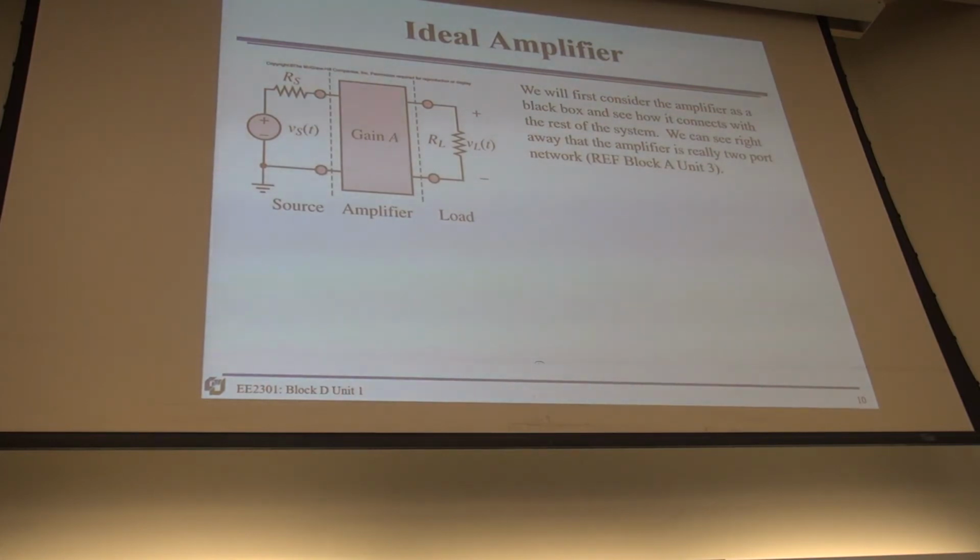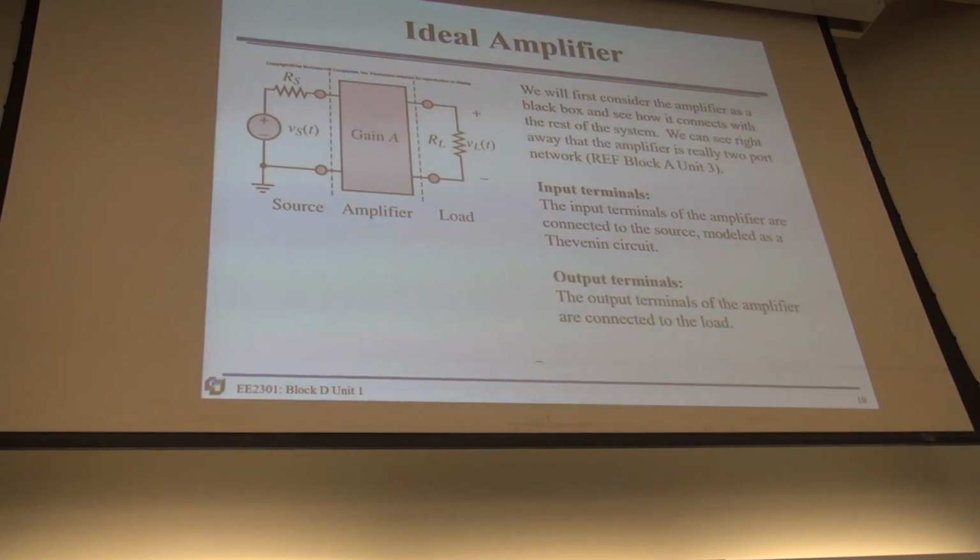Okay, source and load, and you have an amplifier in there. We call the input terminal connected to the source, modeled as a Thevenin circuit. No matter how complicated this could be, it can be equivalently written as a source and an internal resistance. The output terminal is connected to the load.